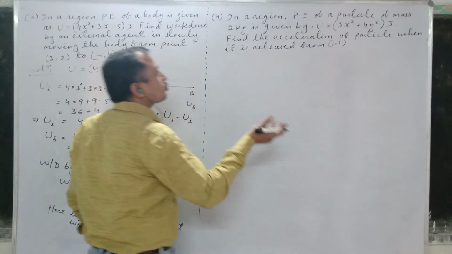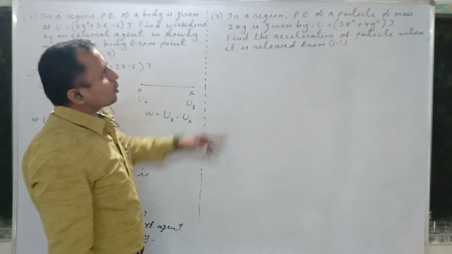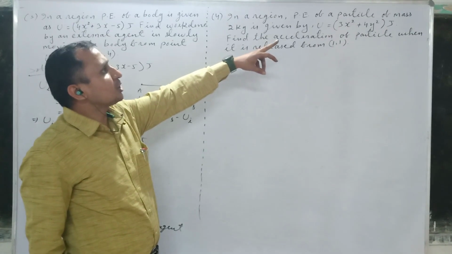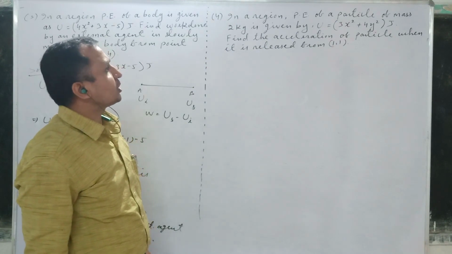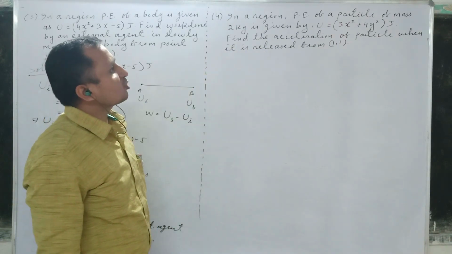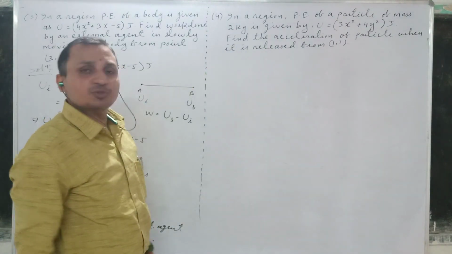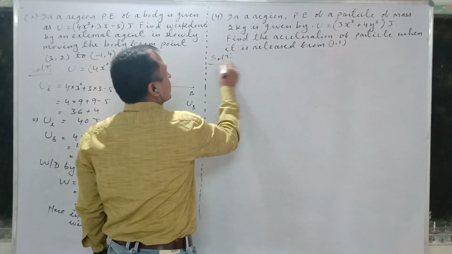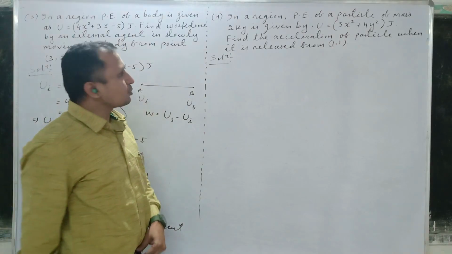Come to the next question. Here in a region, potential energy of a particle of mass 2 kg is given by u is equal to 3x square plus 4y square joule. Find the acceleration of particle when it is released from (1, 1). It means here I am solving this one.